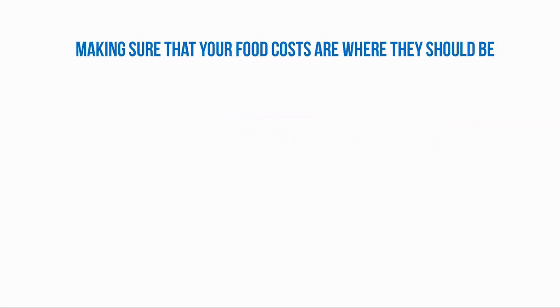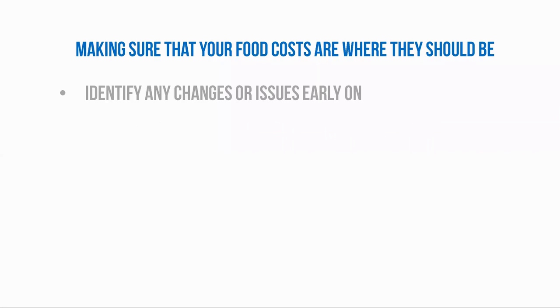So really making sure that your food costs are where they should be has several benefits. Firstly, you're going to be able to identify any changes or any issues early on. So if you start doing this regularly, you're going to get to see a pattern, you're going to get to understand where your food cost percentage should be, and you're going to know straight away if something's wrong.